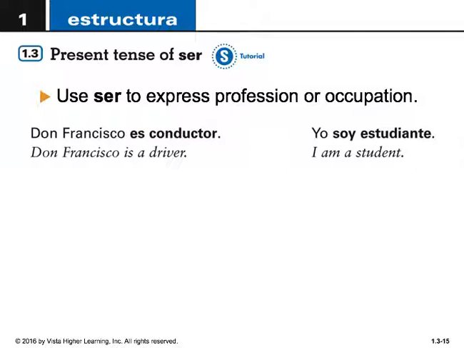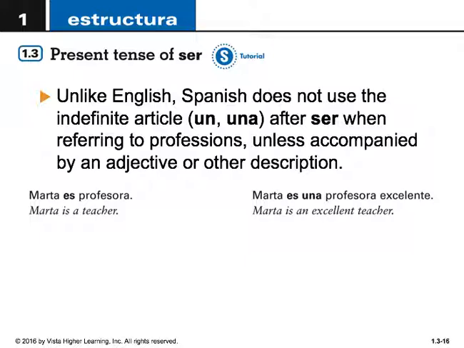Use ser to express profession or occupation. For example, Don Francisco es conductor. Don Francisco is a driver. O yo soy estudiante. I'm a student. Unlike English, Spanish does not use the indefinite article un or una after ser when referring to professions, unless accompanied by an adjective or other description. For example, Marta es profesora. Marta is a teacher. Marta es una profesora excelente. Marta is an excellent teacher.